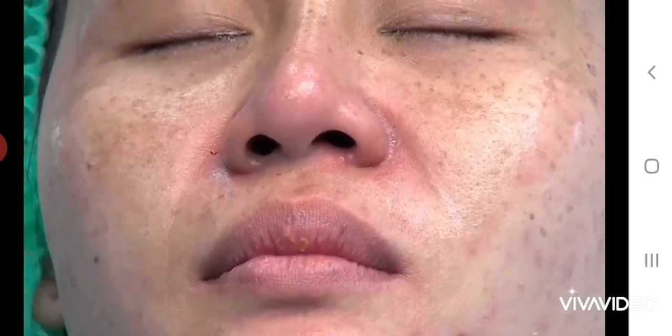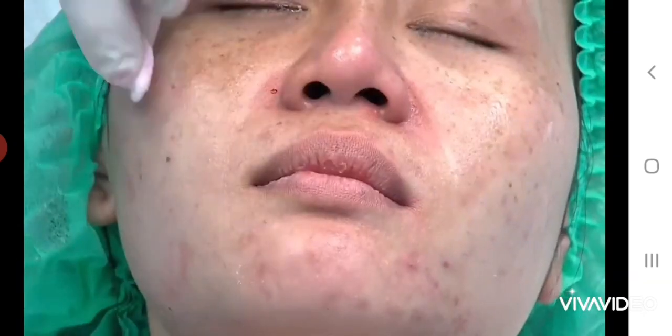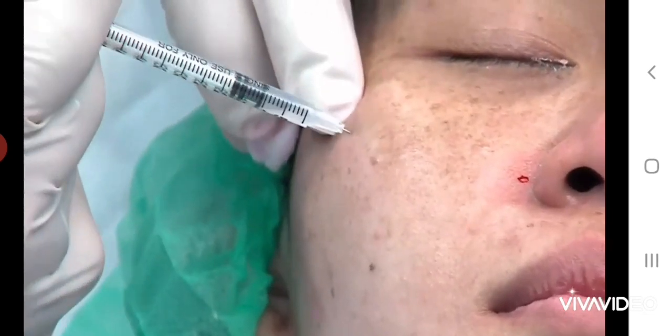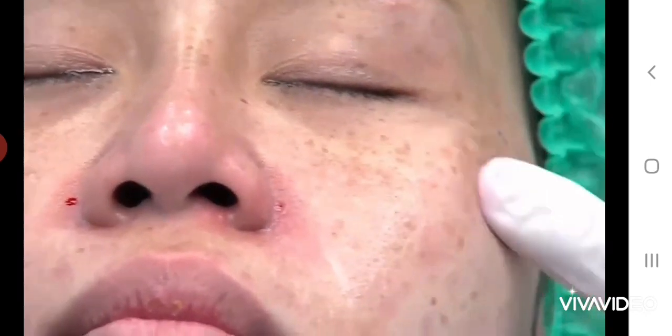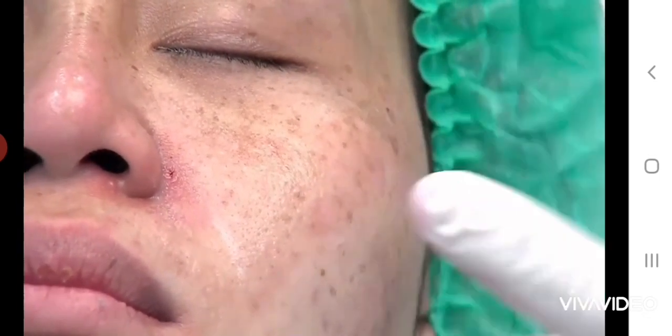Okay, 0.1. And I will inject here at the tip of the zygoma, but not parallel to the skin, but perpendicular to the bone, like this. 75% here, okay, and 25% here, tip of the bone, and intake here. It's enough, okay.